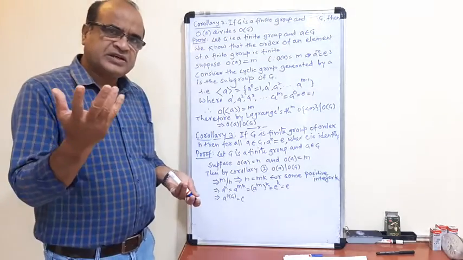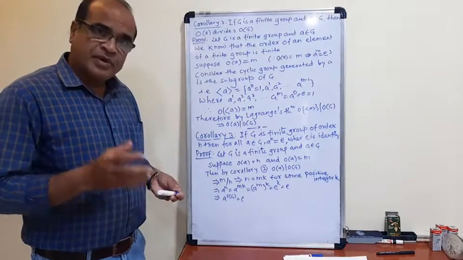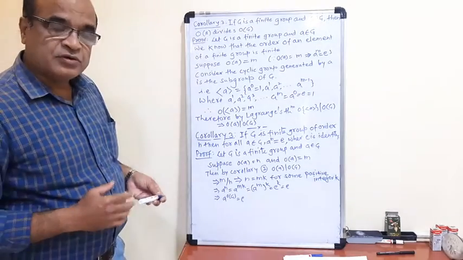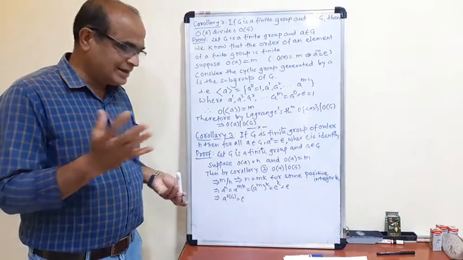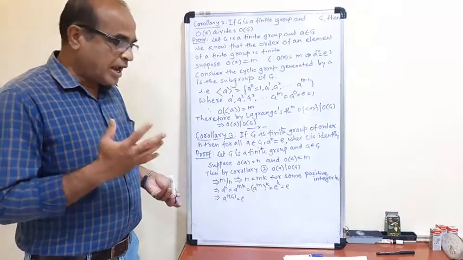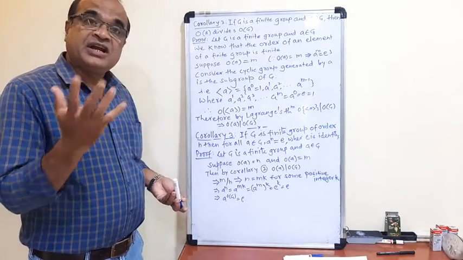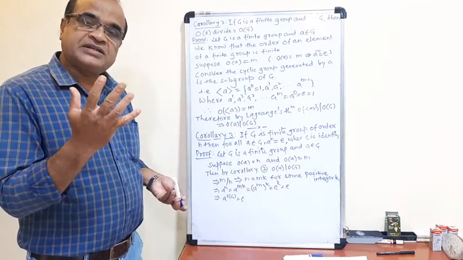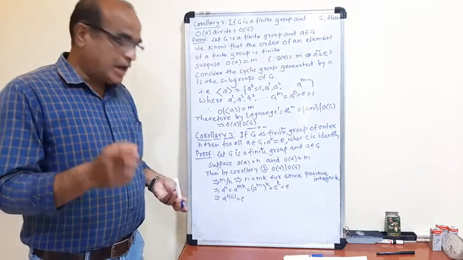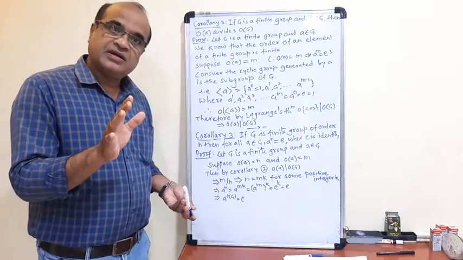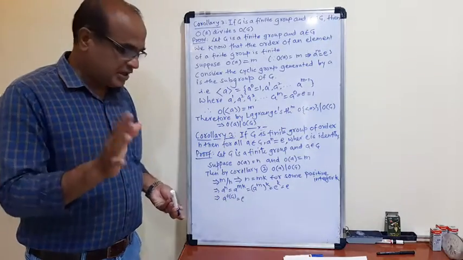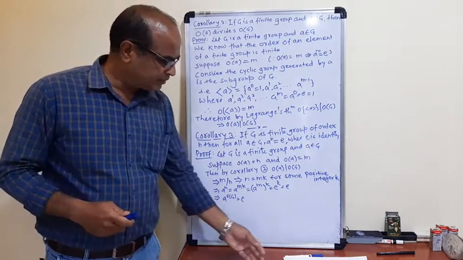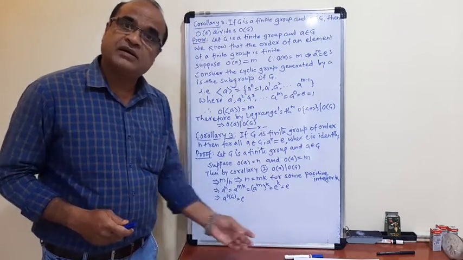And we also saw the consequences of Lagrange's theorem. After that, we studied the index of a subgroup. If G is a finite group and H is a subgroup of G, then the number of distinct right cosets or left cosets is called the index of the subgroup H in G. So we studied the definition of the index, and we took one more corollary of Lagrange's theorem.